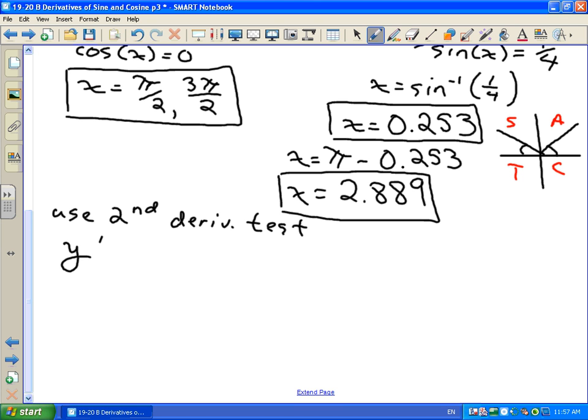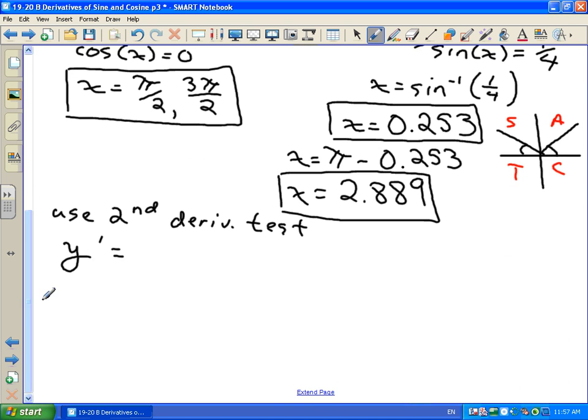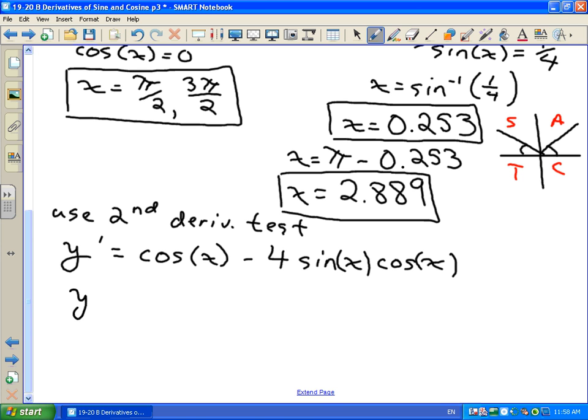So we need our second derivative. So I'm going to go back to our first derivative here, and if I just scroll up here, I think where we want to take the second derivative is after we've applied our identity, but before we've started factoring. Okay, so I'm going to start at this point right here where we have cos x minus 4 sine x cos x. And I'm going to do the derivative here.